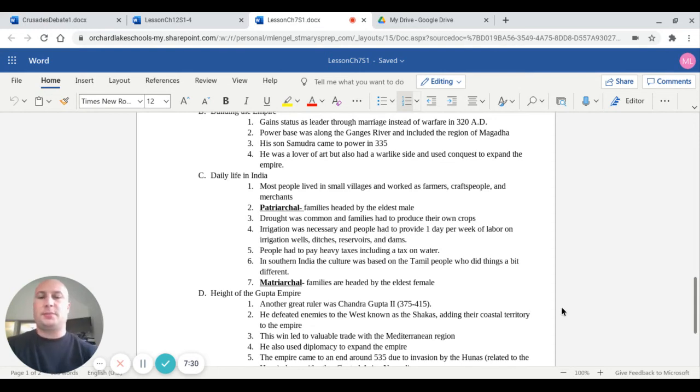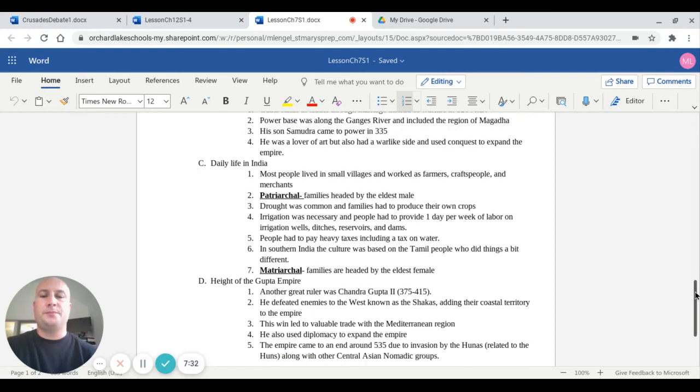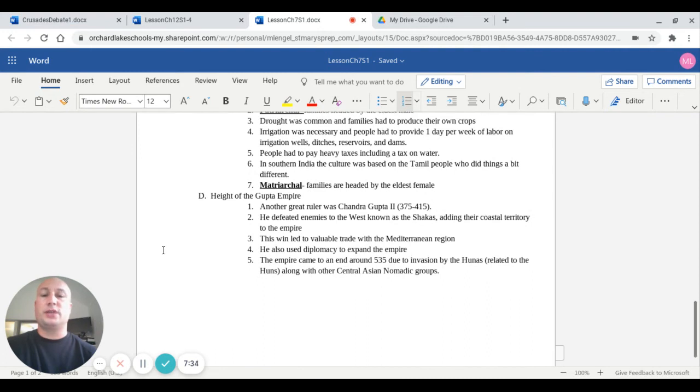Now, capital D talks about the height of the Gupta Empire. Another great ruler was Chandragupta II, who ruled from 375 to 415. He defeated enemies to the west known as the Shakas, adding their coastal territory in India to his empire. That's really important because that's going to increase what we know as Indian Ocean trade. So if you're talking about the western portion of India, trading across the Indian Ocean would be to Saudi Arabia and Africa. This win led to valuable trade with, as I just mentioned, the Mediterranean region.